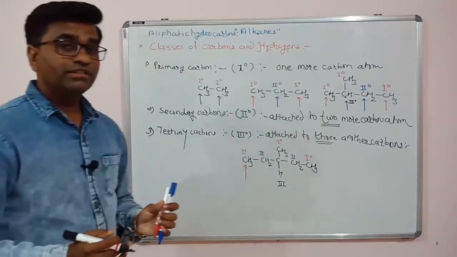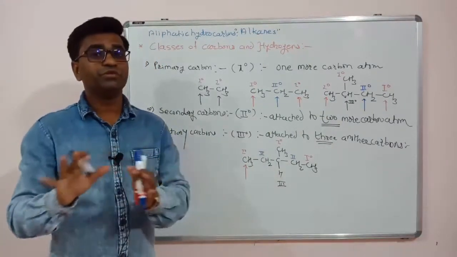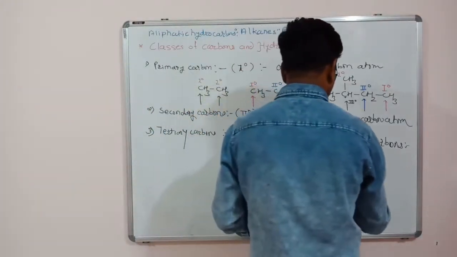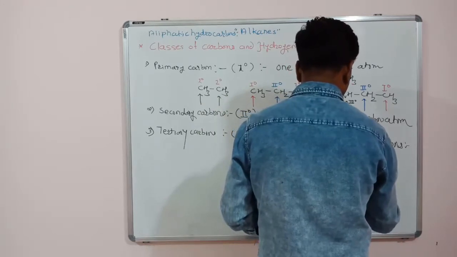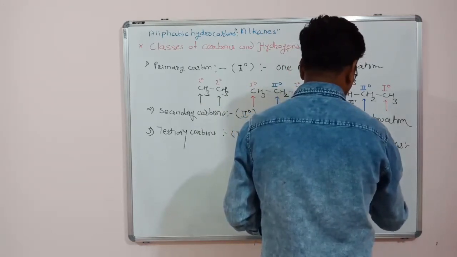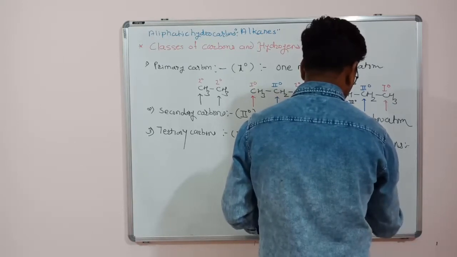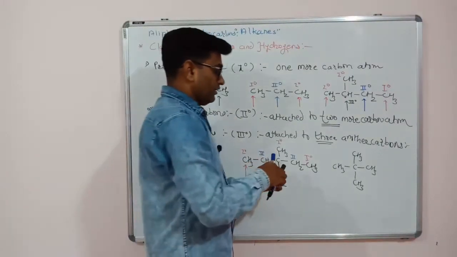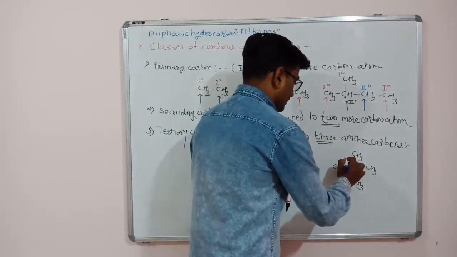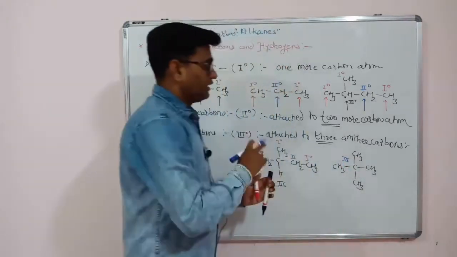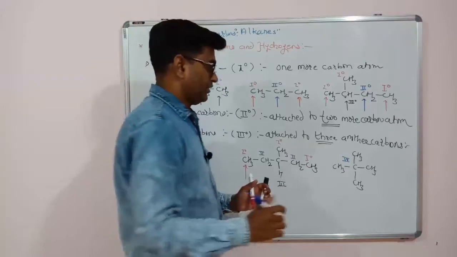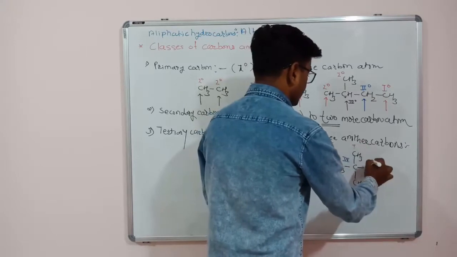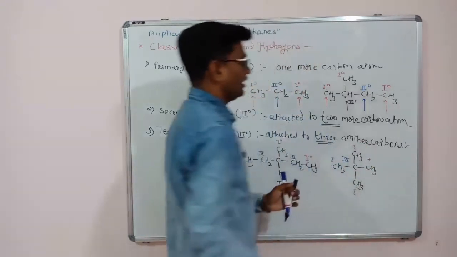So what will be the quaternary? The carbon which is attached to four more carbon atoms is called a quaternary carbon. For example, neopentane. Just yesterday we saw the structure: CH3, C, CH3, CH3, CH3. Now here this is called a quaternary carbon atom because this carbon is attached to four more carbon atoms, while these carbons are called primary carbons because they are attached to only one more carbon atom.